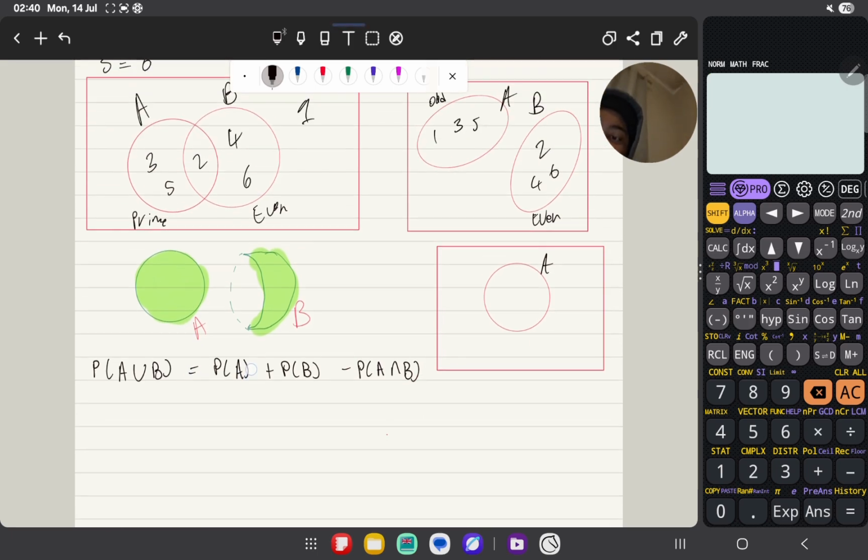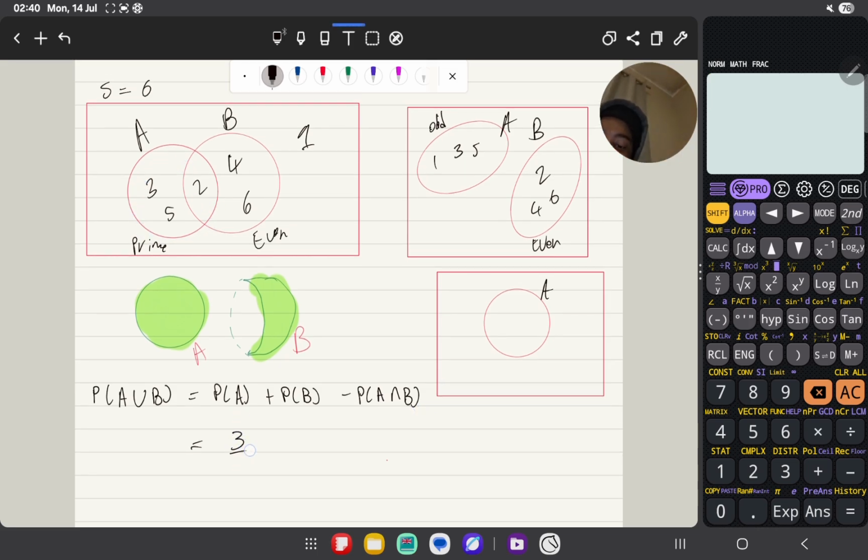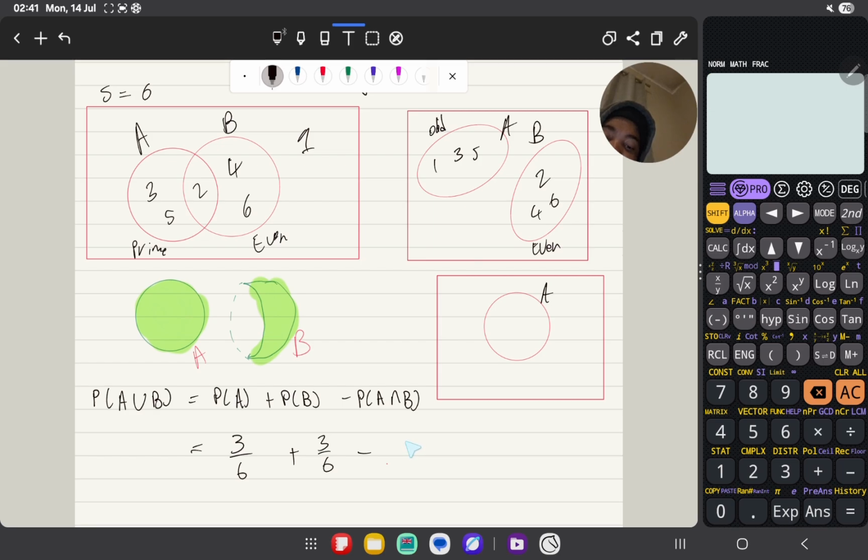So here, probability of A or B is going to be probability of A, which is probability of getting a prime number, that is 3 over 6, né? Plus probability of B, probability of getting an even number, that is 3 over 6, né? Minus then we subtract the intersection. I will tell you why we are doing that. We only have one number there, over 6.